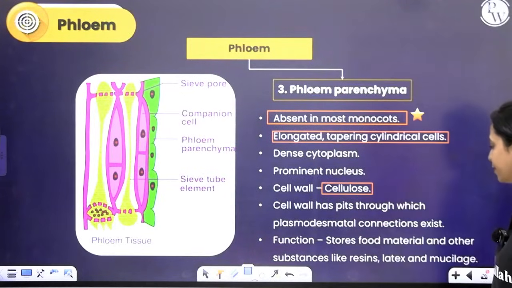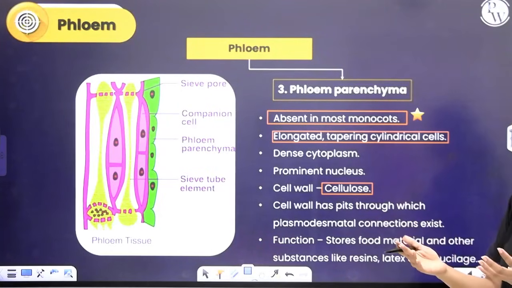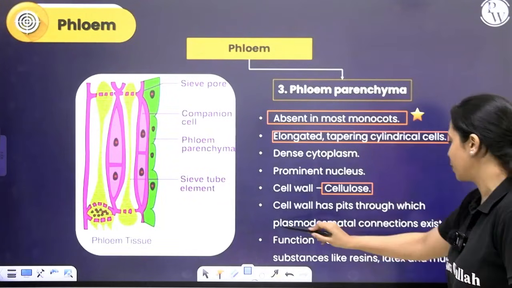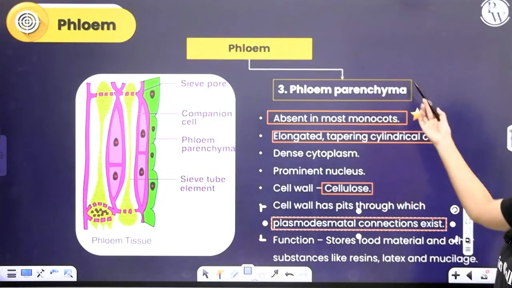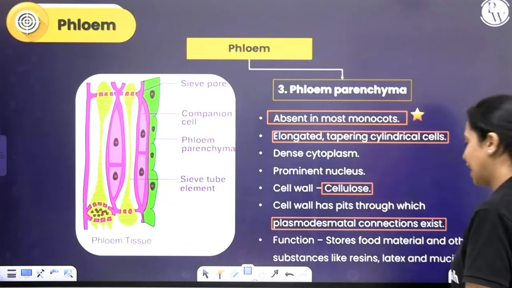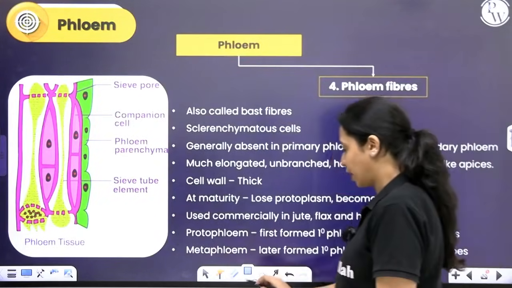And then, just like how between two neighboring cells in plants you have plasmodesmatal connections or cytoplasmic connections, even over here you will have plasmodesmatal connections present. And its function in phloem, parenchyma's function in phloem is to store reserve food and other substances like resins, latex, tannins, mucilage. Last one is phloem parenchyma.